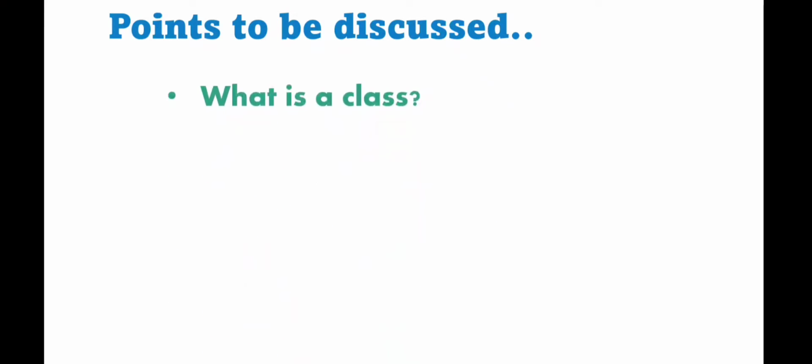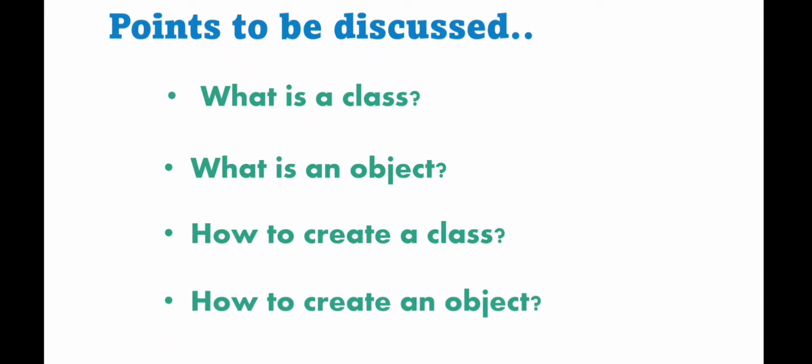So first, what is a class, what is an object, how to create a class and how to create an object. I will explain all these points with the help of an example. Now let's get started. We know that Java is an object-oriented programming language.